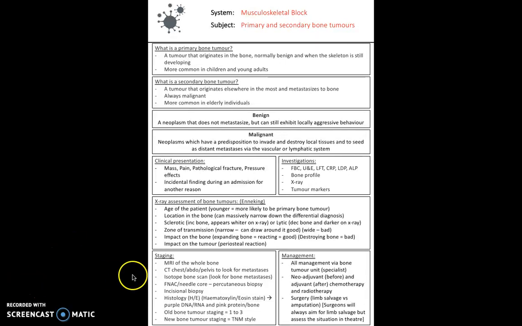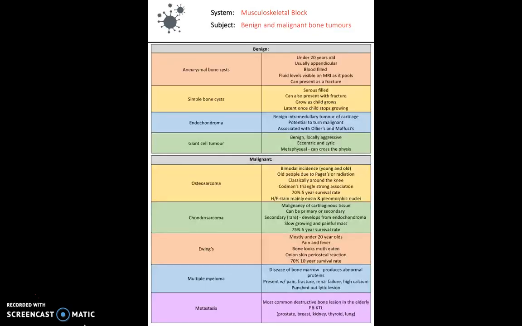Is there a zone of transition, and if so is it narrow or wide? A narrow zone of transition you can draw around, and it's good. A wide zone of transition is bad. What is the impact on the bone? Is the bone expanding and reacting to the tumour, and therefore it's good, or is it destroying the bone, and therefore it's bad? And what's the impact on the tumour? In other words, is there a periosteal reaction as well?